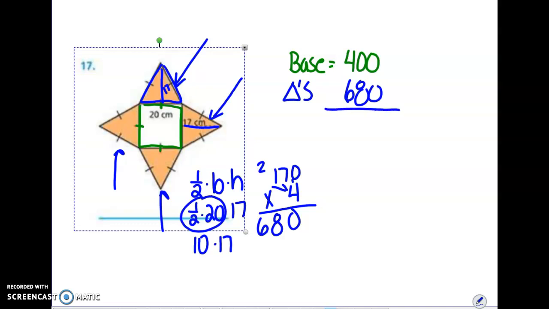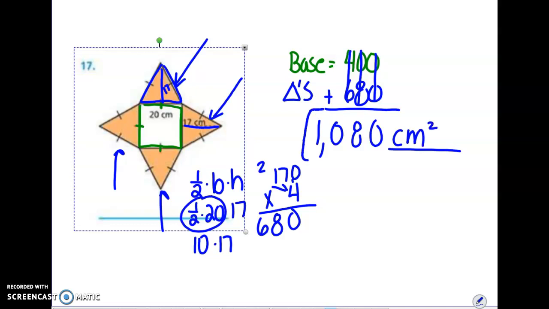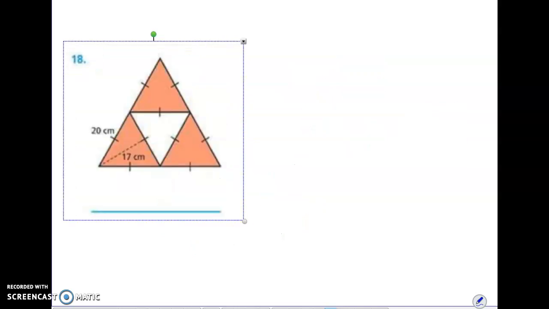And now to find the surface area, I'm going to add all of my areas together. So right here I have 0, here I have 8, here I have 10. So 1080 isn't my final answer because I need that unit at the end. And since we're talking about surface area, my units will be squared. So 1080 squared centimeters would be the answer to that one. Let's take a look at the next one.